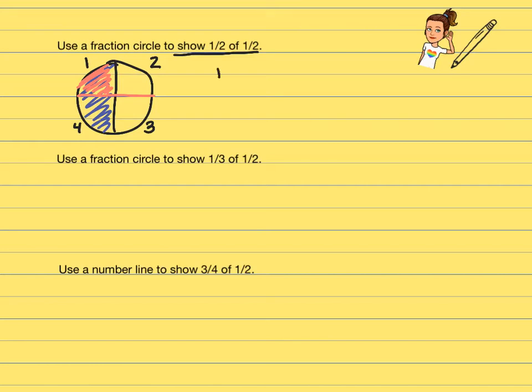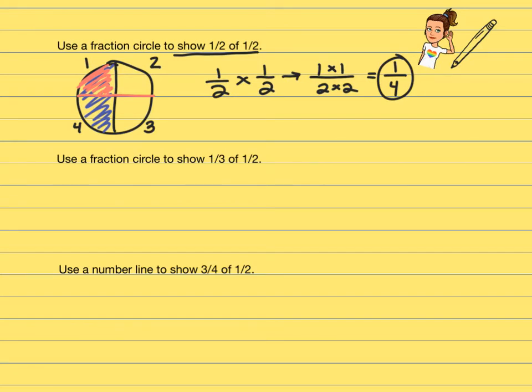Let's check it by using the algorithm. 1/2 times 1/2 is multiplying the numerators and multiplying the denominators. 1 times 1 equals 1, and 2 times 2 equals 4. So our answer is 1/4, which matches with our fraction circle.